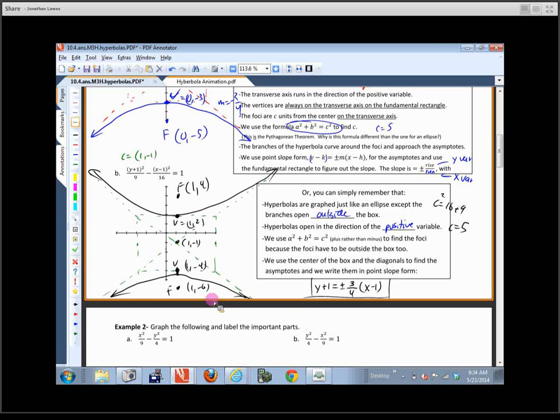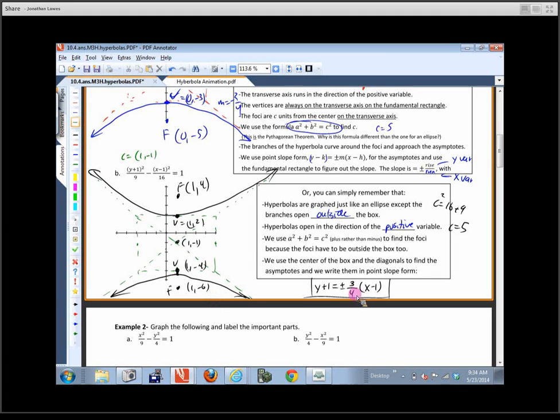Sure? Okay, take a look at this. This is in point slope form, so this should go through the point 1, -1 and have a slope of either plus or minus 3/4. Does it go through 1, -1? And is the slope of this line right here positive 3/4? And is the slope of this one negative 3/4? It is. That's it. End of story. Got the whole thing. Okay, any questions?